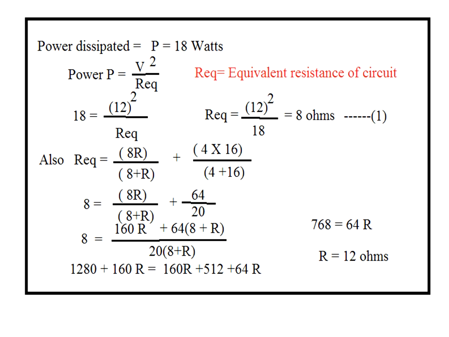Finally, we are going to get R equal to 12 ohms. By simple mathematical steps, you separate the R terms and the constant terms. Finally, R equals 12 ohms. Understand the problem.